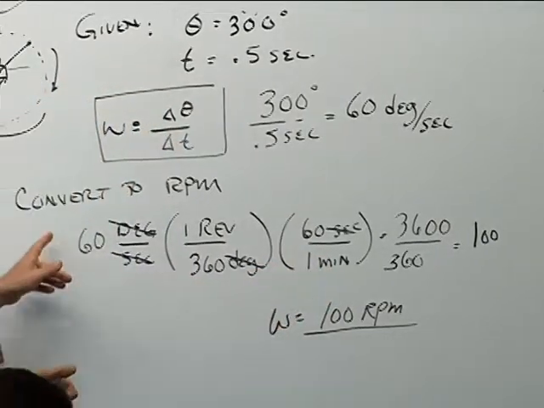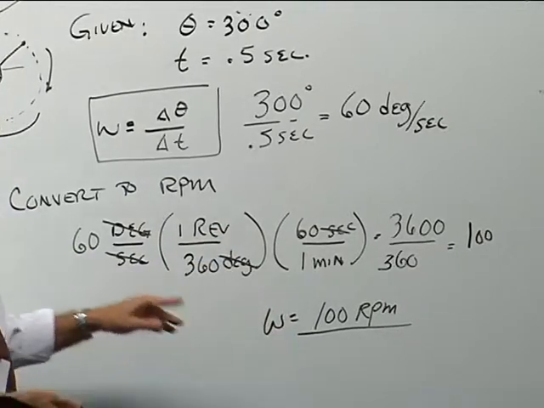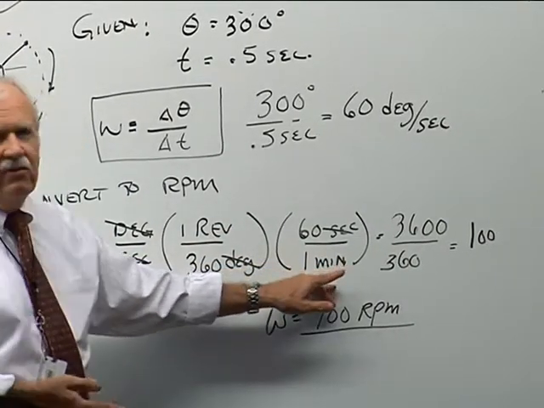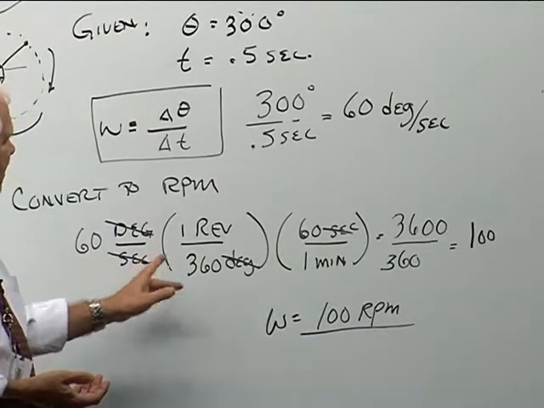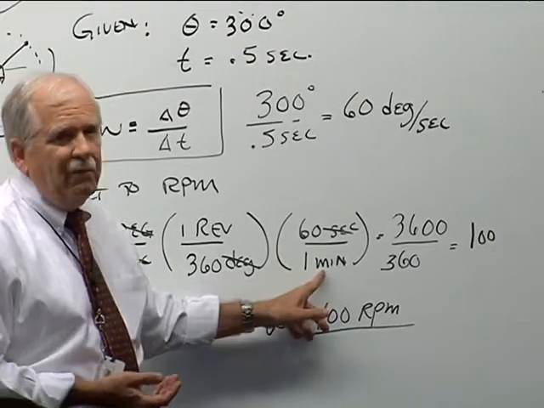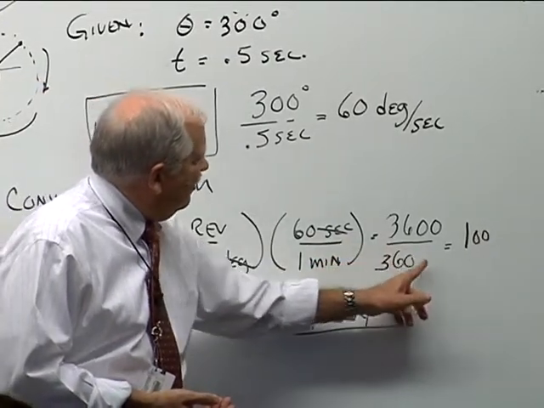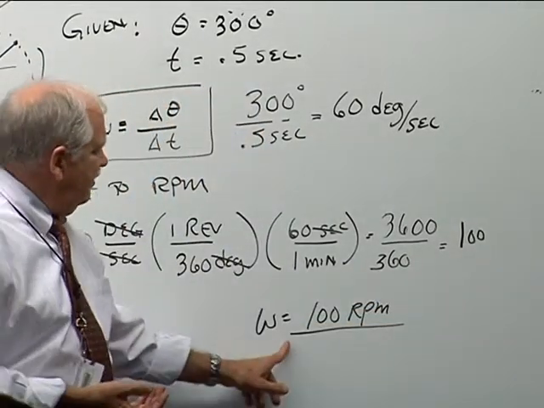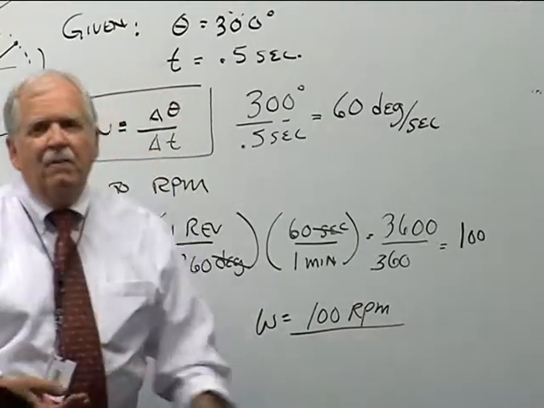So therefore, when I do this operation, and with the units showing, I can conveniently cancel out the units that will cancel through the math process. And what I get left with is revolutions per minute, or RPM. So here's the math. 3600 divided by 360 gives you 10, and your answer then, underline, w equals 100 RPM.